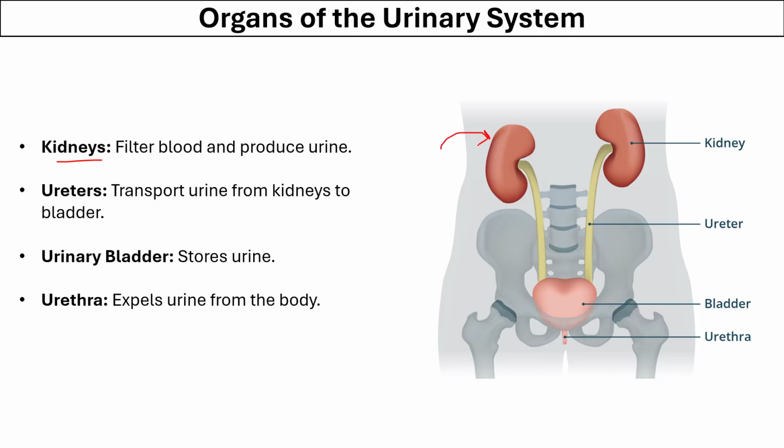This is kidney that helps in filtering blood and removing urine from it. Next is ureter, which are these pipes that transport the urine formed in the kidneys to the urinary bladder. Next comes the urinary bladder, which stores the urine which is formed in the kidneys, and the last is the urethra, which expels urine from our body.